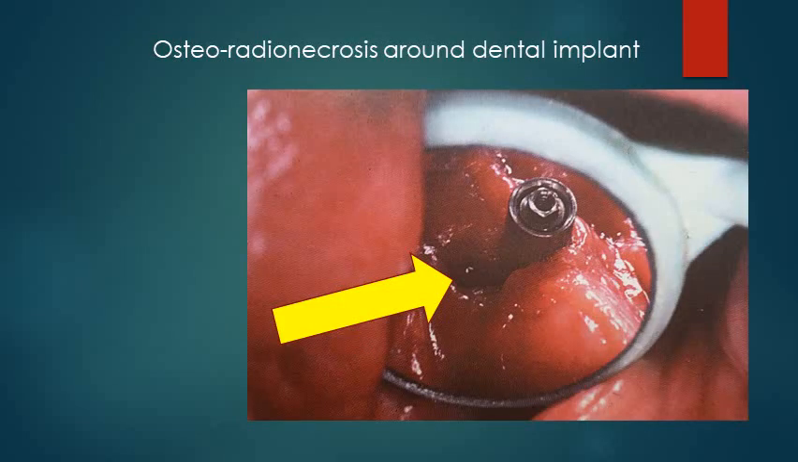This figure shows osteoradionecrosis around the dental implant, because the dental implant, which is metallic, will act as a hot spot, increasing the dose of radiation around the implant, so the bone around the implant gets osteoradionecrosis.